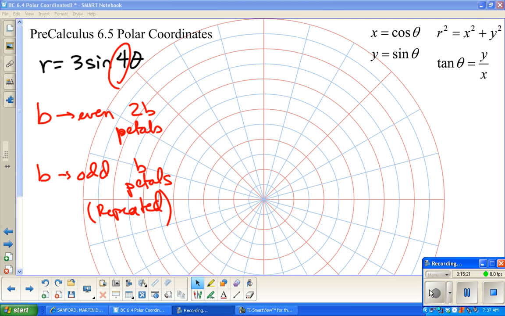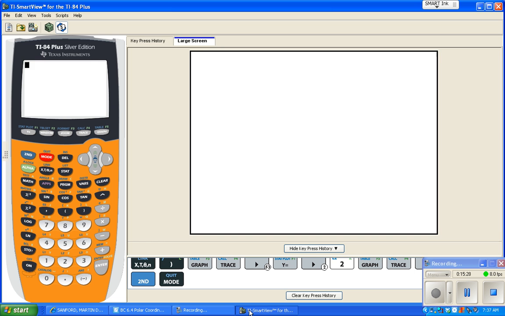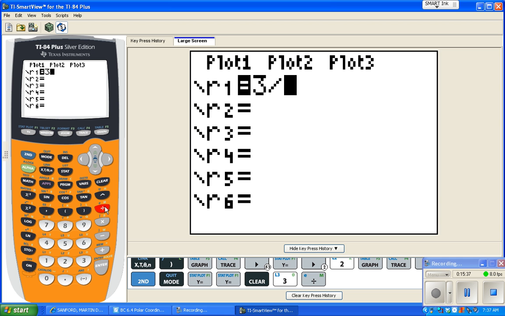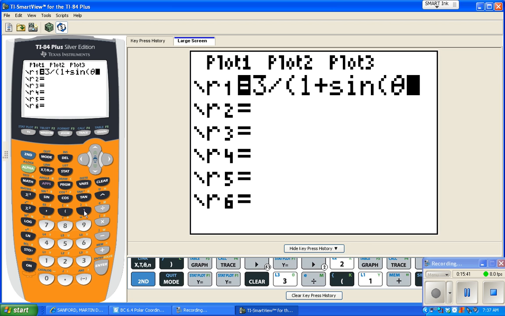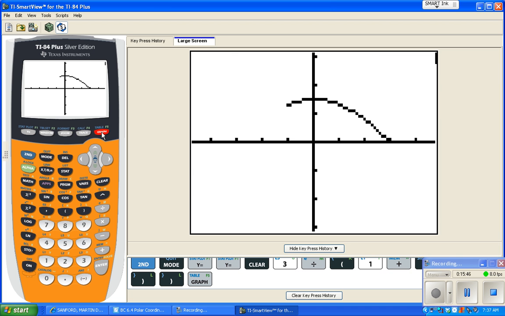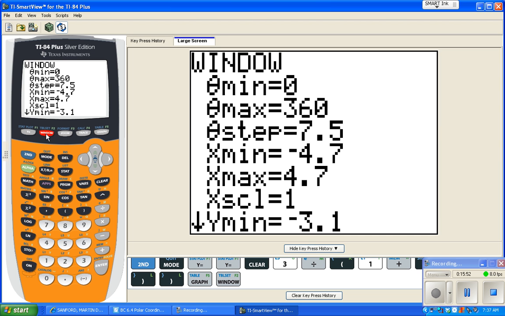I just want to do a couple quick graphs and throw some terminology in, and we'll go from there. I'm going to get rid of that, and let's do 3 divided by the quantity 1 plus sine theta, and just see how that turns out. Okay, here we go. Oh, I'm off the screen. What is going on here?